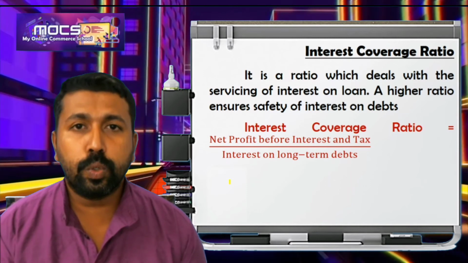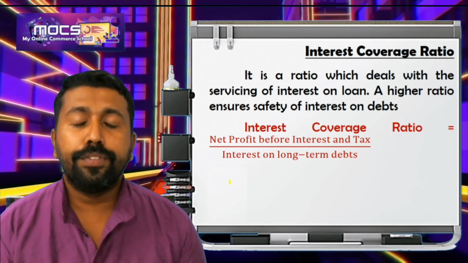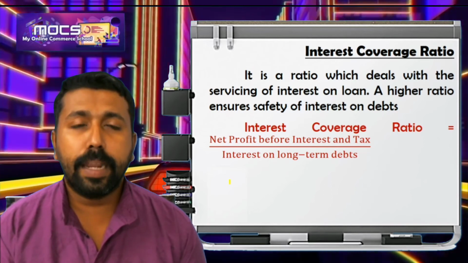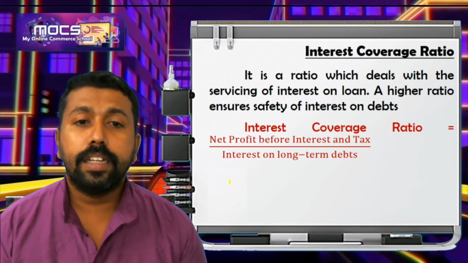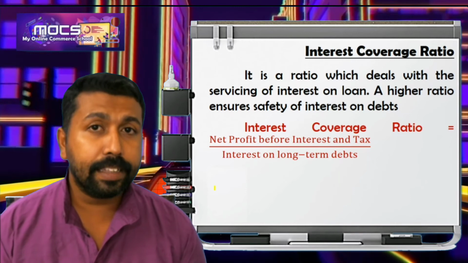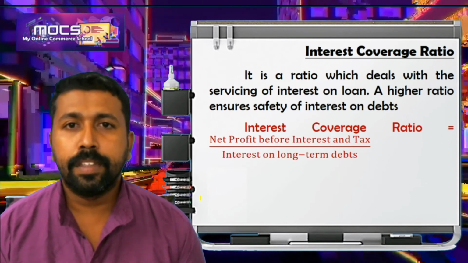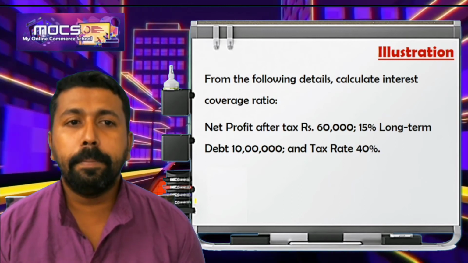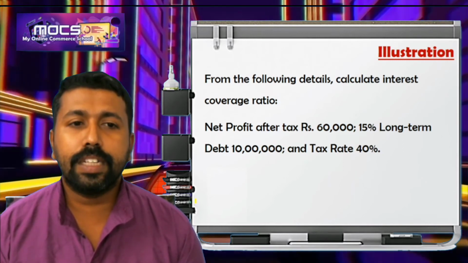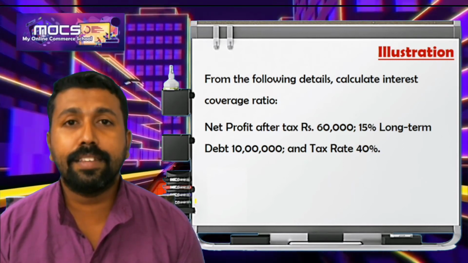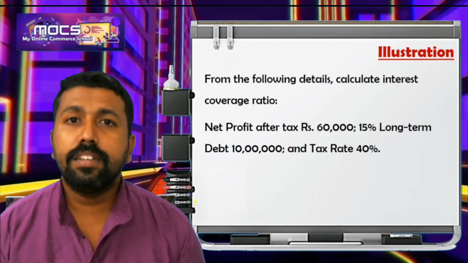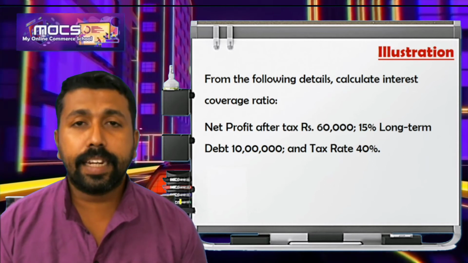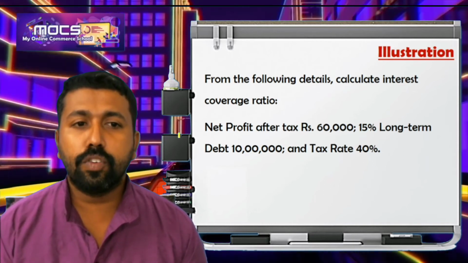And this ratio shows the relationship between fixed interest charges and the amount of net profit before interest and tax, before paying the interest and tax. Let us learn this ratio by solving a problem. A small question: net profit after tax is 60,000, 15% long-term debt is 10 lakh, tax rate is 40%. Just look at that.